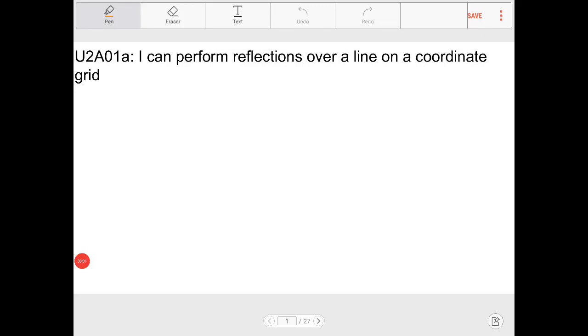Hello students, this is lesson U2A01a. Hopefully by the end of the period you should be able to say I can perform reflections over a line on a coordinate grid. Let's take a look.